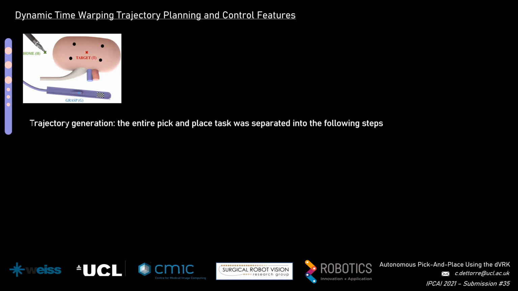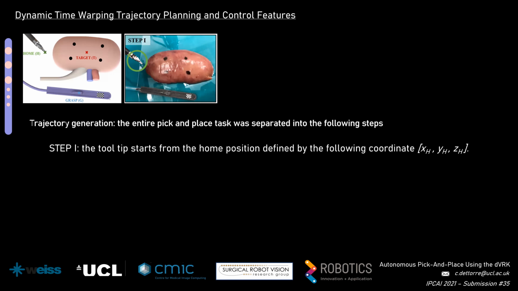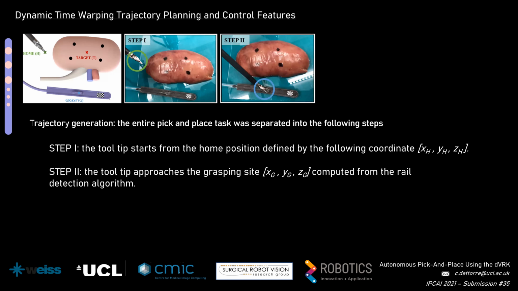In the last section of the methods, I'm going to describe the dynamic time warping trajectory planning and control feature. In order to generate the desired trajectory, two main algorithm parts were involved. First, the entire pick and place task was divided into different steps. Specifically, in step 1, the tooltip starts from the home position that is represented by the following Cartesian coordinate. In step 2, the tool reaches the grasping site, computed with the rail detection algorithm.